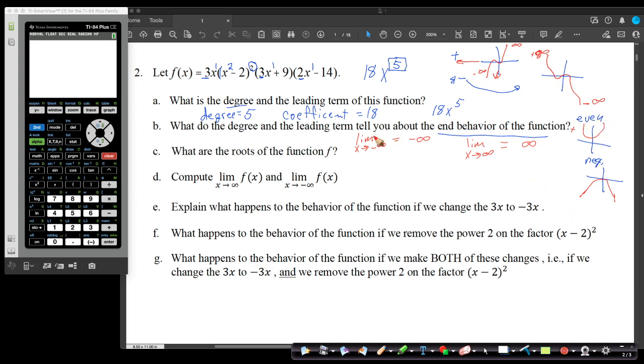Okay, so that's our answer to B. We're asked to compute the roots of the function. The roots of the function are where the y value equals 0.